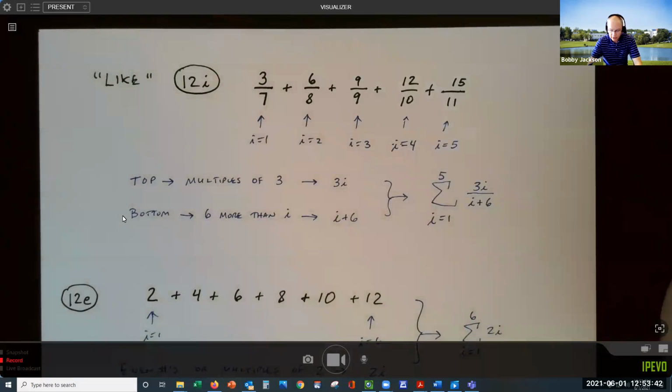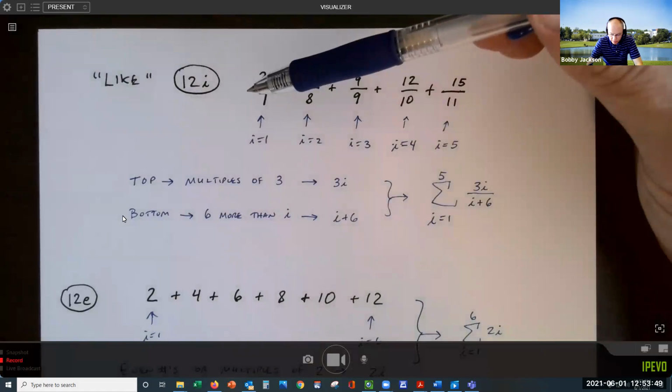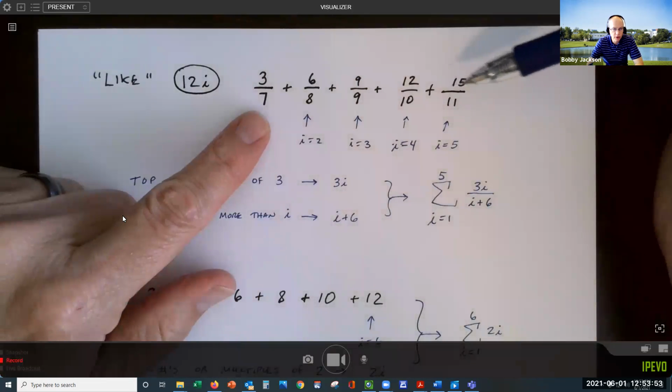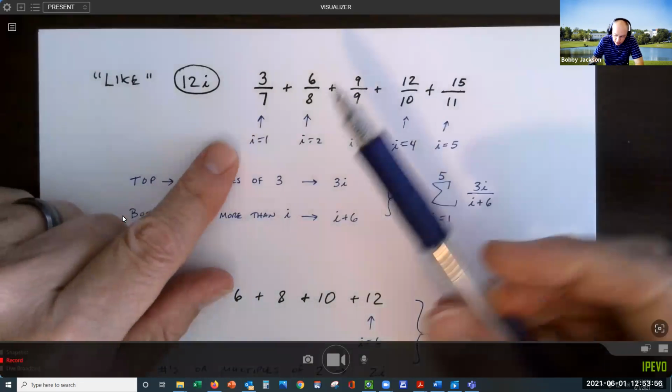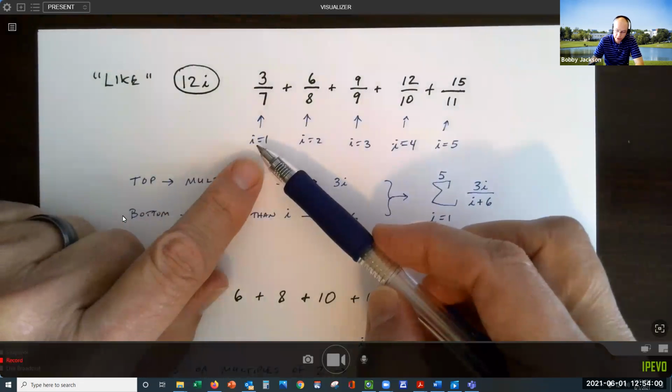So let's take a look at number 12, part I in particular. What we're doing is writing this sum in summation notation. The first thing to do is to see what your index goes to. We're told to start with i equal 1.